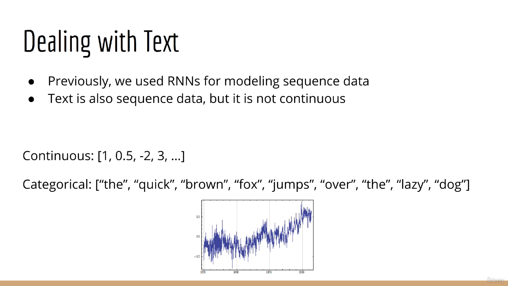In this section of the course, we are going to discuss how to deal with text data in natural language processing. This directly ties into the previous section, which was on using RNNs for modeling sequence data. Of course, text is also sequence data, but there's a major difference between text sequences and the continuous valued sequences we were dealing with in the previous section. That difference is text is made of words, and words are categorical objects. In other words, they are not continuous.